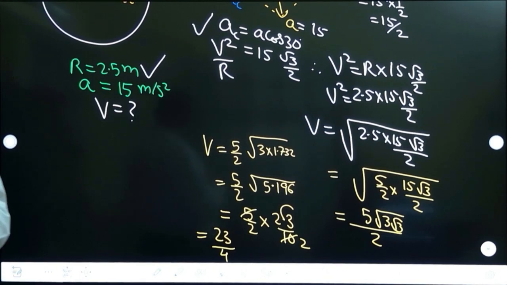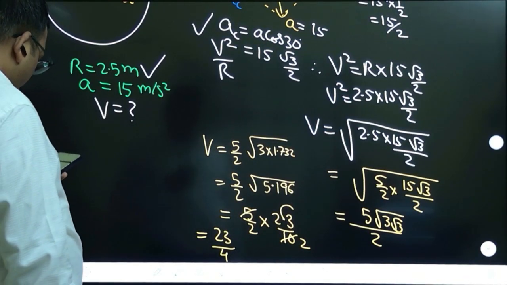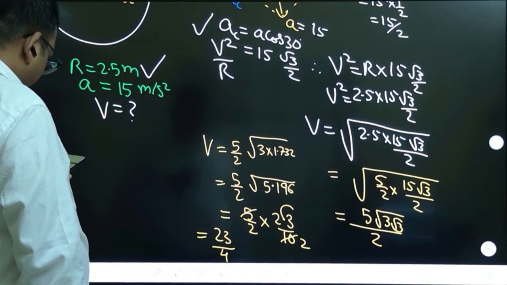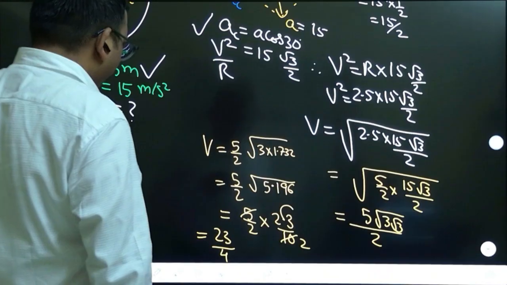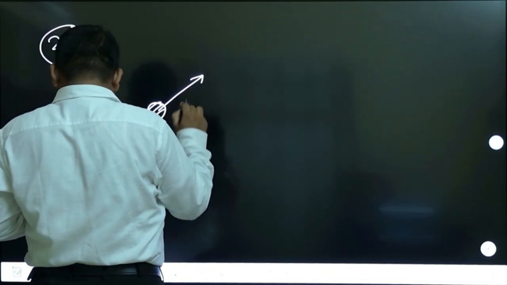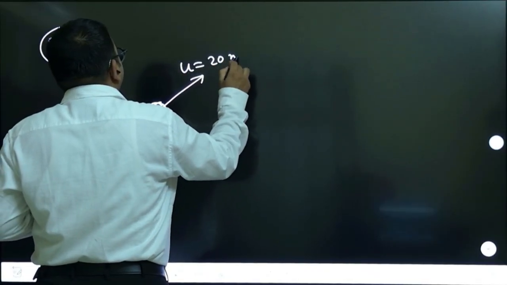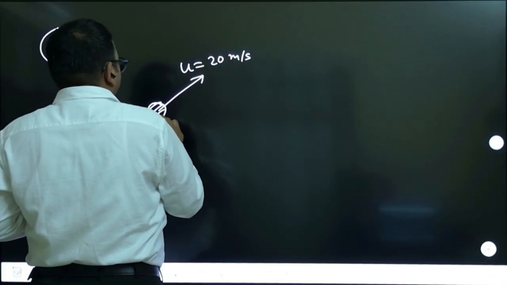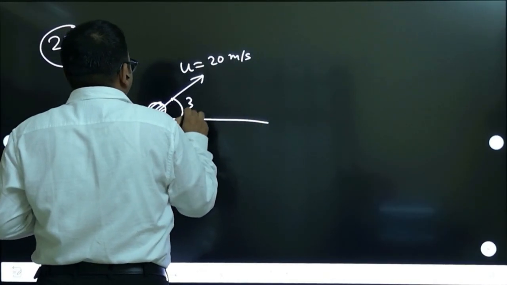One minute. Question number 22. An object is projected from the ground with a speed v. The centripetal acceleration 1 second after the projection. Okay, let's discuss question number 22. So an object is there. This object is projected with a speed of 20 meters per second at an angle of 30 degrees.